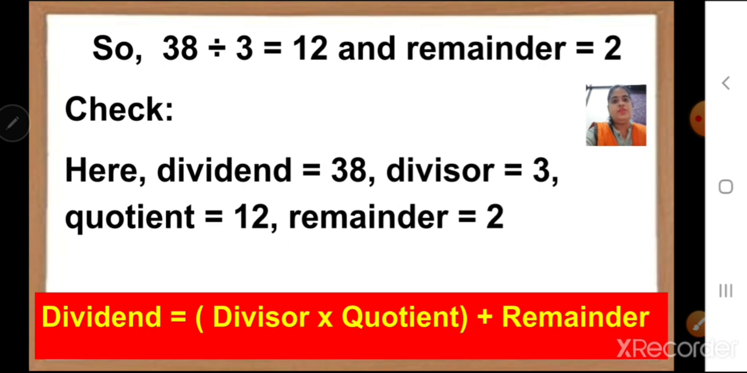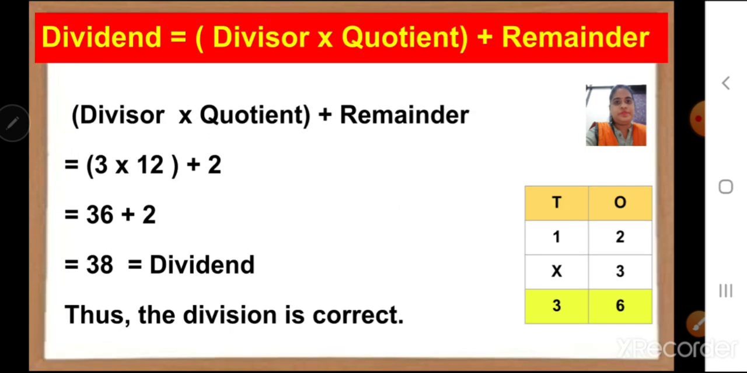After that children, we are going to write the formula. Okay. What is the formula? Dividend is equal to divisor into quotient plus remainder. Children, the formula is very important. You have to learn the formula. Then, what is the divisor, children? Number 3. Quotient, what we have got? 12, plus remainder. Remainder is 2.